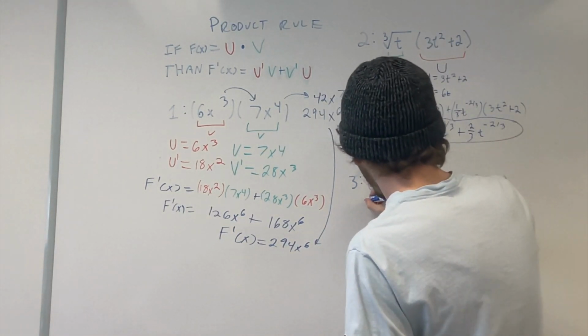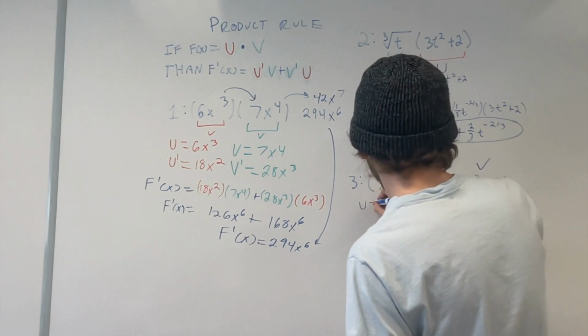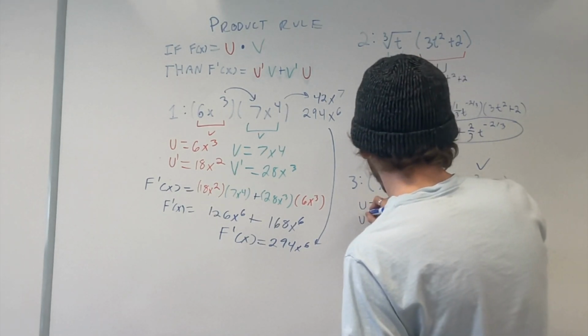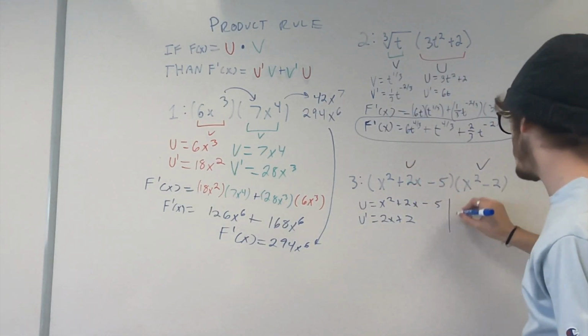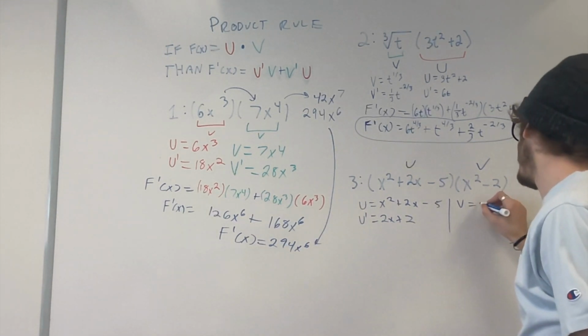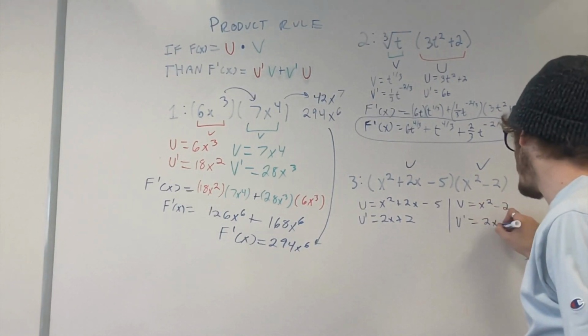Okay, so we'll call this u, this v. So u is equal to x squared plus 2x minus 5, and that makes u prime 2x plus 2. V, and I'm going to go a little quick through this. You can try it if you like. Sorry, I probably should have said that first. V is equal to x squared minus 2, making v prime 2x.